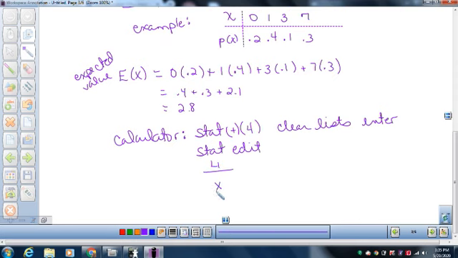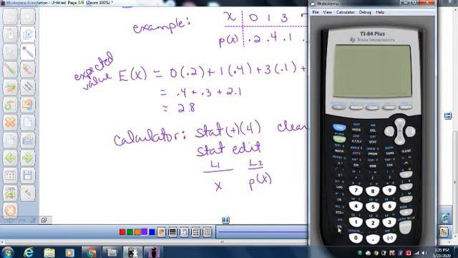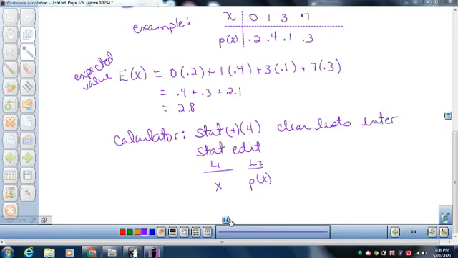And you're going to put your X values in list 1, and you're going to put your P of X values in list 2. So for this problem, second plus 4, enter. And now when I go into Stat Edit, I don't have anything in my calculator. So I'm going to put my X values in list 1, 0, 1, 3, and 7. And then I'm going to go over to list 2 and put my P of X's, so 0.2, 0.4, 0.1 and 0.3. Now here's where you have to tell your calculator that you want to find the average, but you want to consider the weights of each value.